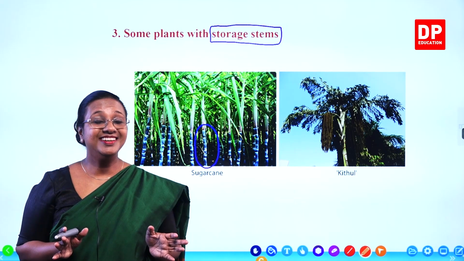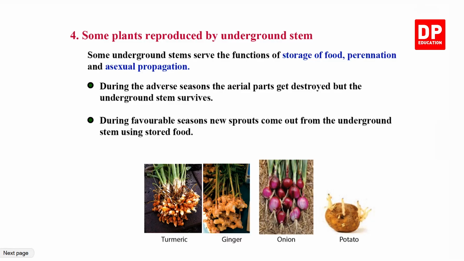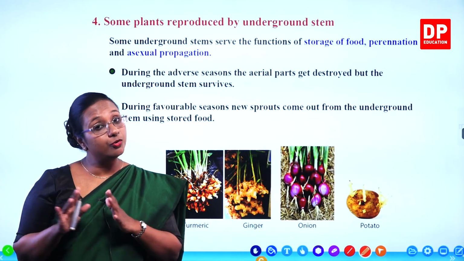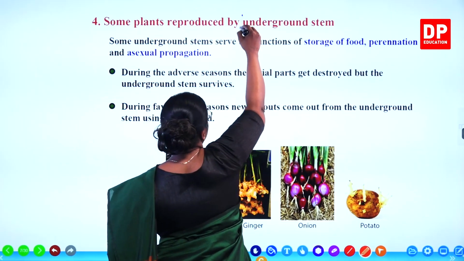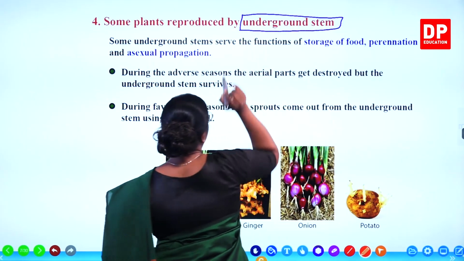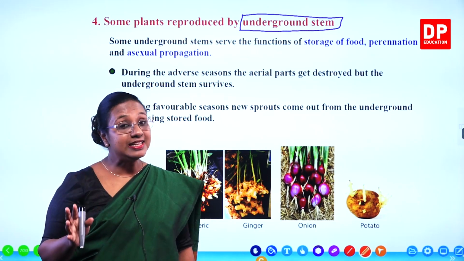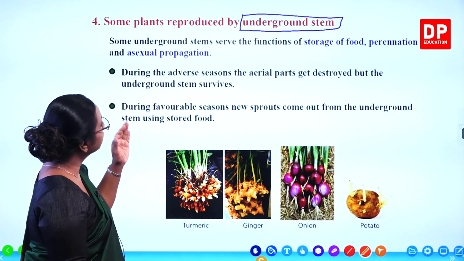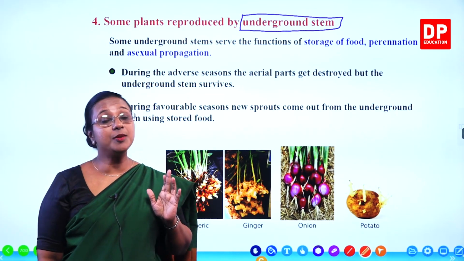Is that okay? Okay then, I will move on to the next type. Some plants reproduce by underground stems. Now students, we discussed plants that are reproduced by over the ground stems. Now it is the underground stems. When I told you about underground stems, I said there are different functions and different types of underground stems. Some underground stems serve the functions of storage of food, perennation and asexual propagation.